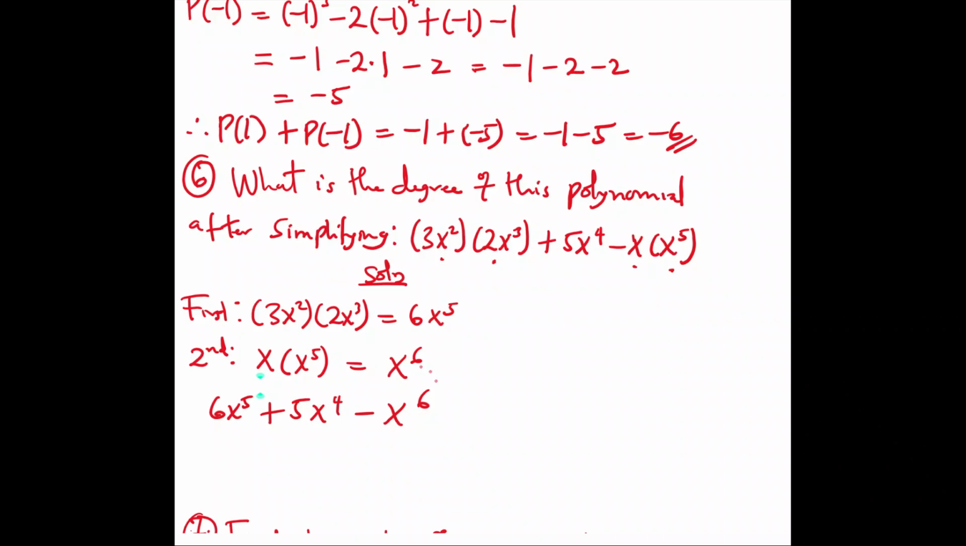So I like to write the one with the highest power first, so I'm going to rearrange it. So when I rearrange it, we have minus x raised to power 6 plus 6x raised to power 5 plus 5x raised to power 4. Okay, and we can see that the highest power here is 6. So therefore we can say that the degree of this polynomial is 6.